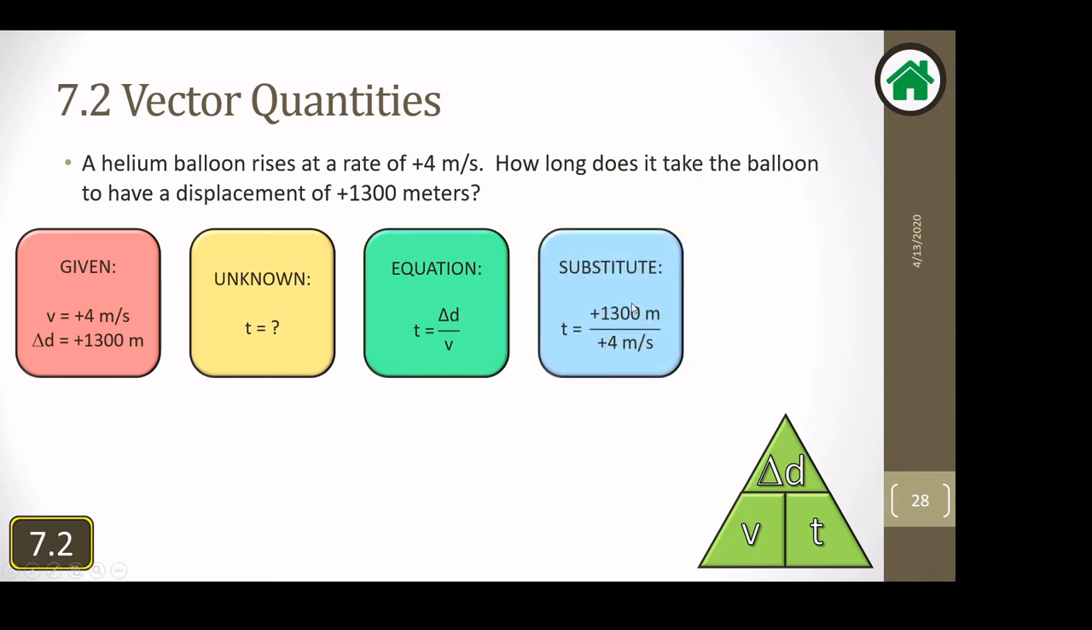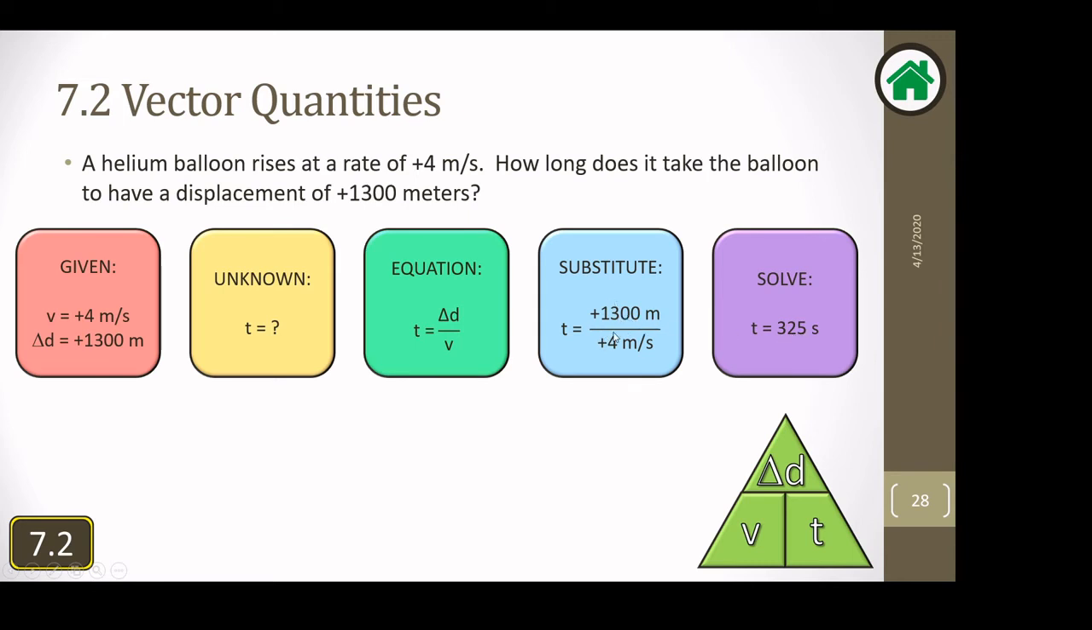Substituting, the delta d, the displacement, is positive 1,300 meters, so we put that on top. And the velocity is positive 4 meters per second, so we put that on the bottom. And then we grab our calculator and we divide. 1,300 divided by 4 gives us 325.